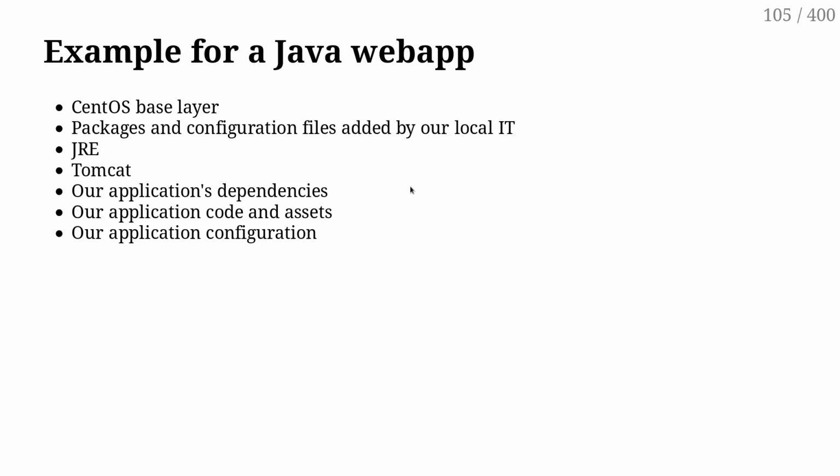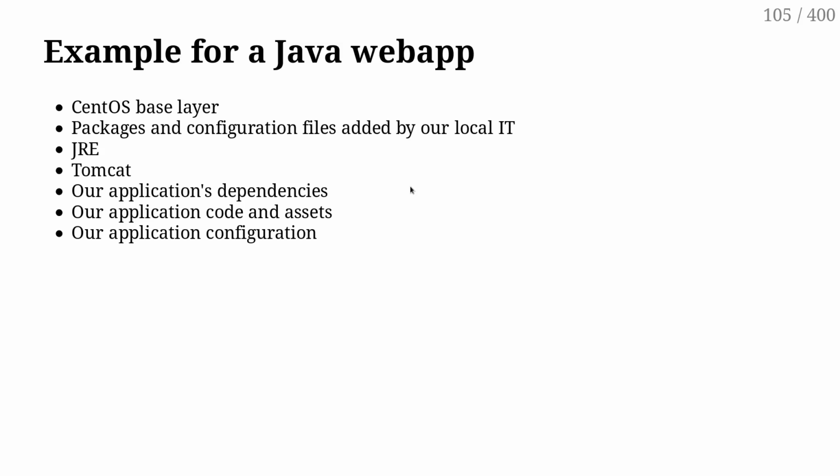Then this is a Java application, so I need a JVM. Then since it's in Tomcat, I need Tomcat itself. Then my application might have a bunch of dependencies and jar files, so I'm going to add that. Then I have the code for my application, and then some configuration information for my application. This is an arbitrary breakdown, but it's a fairly reasonable one.